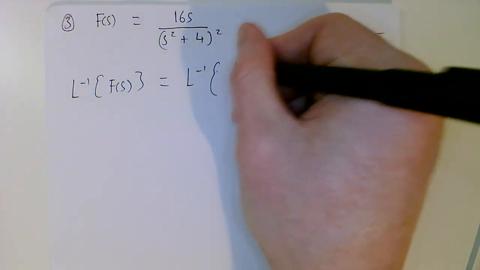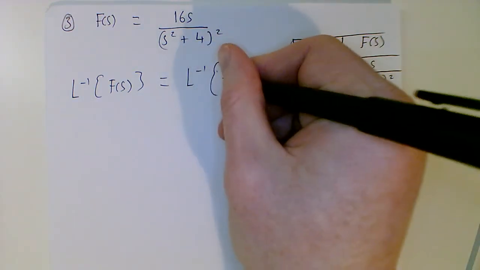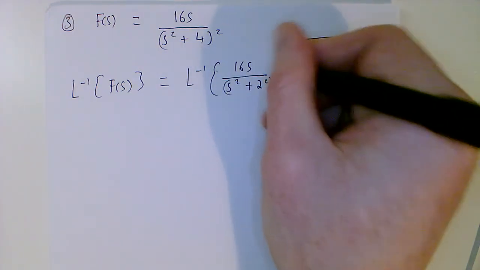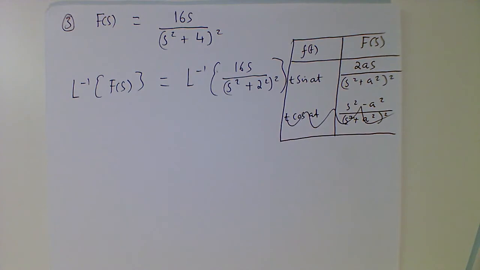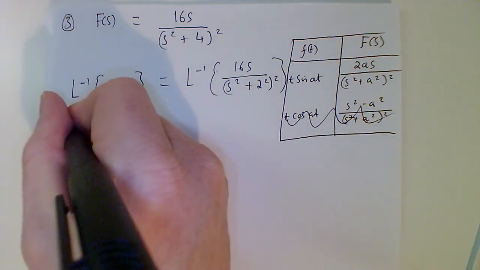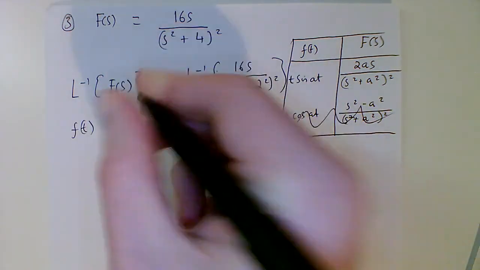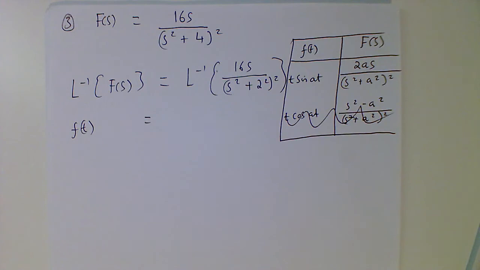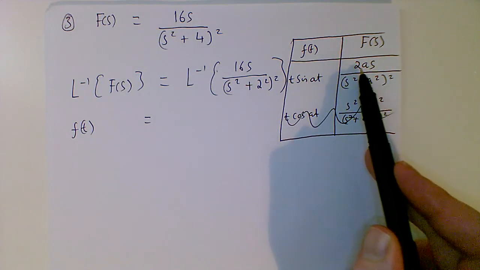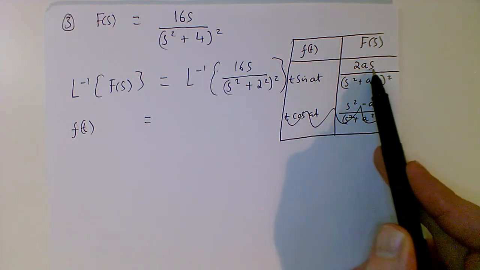So that's 16s over s squared plus 2 squared, squared. Right? Just like we did in the last one, right? So now the bottom looks exactly the same. Just change that to f of t. Right. Now, a is 2. So that needs to be 2 times 2 times s.